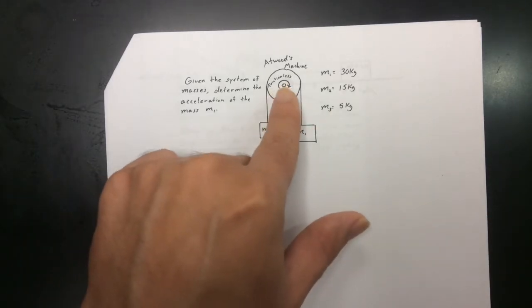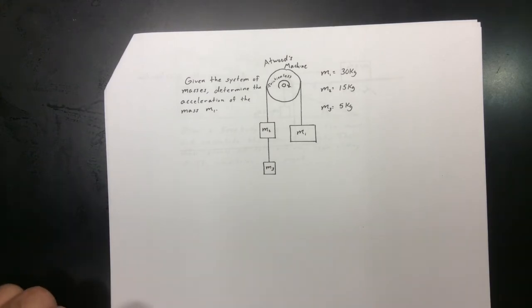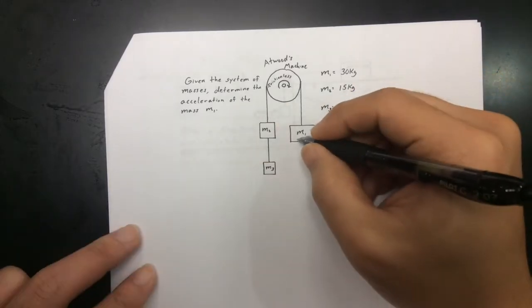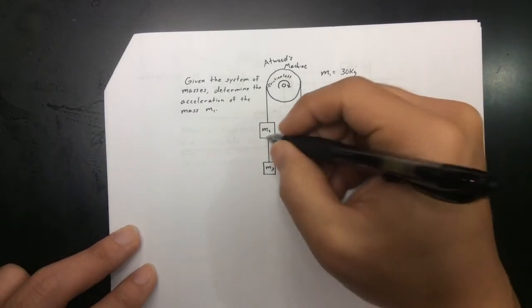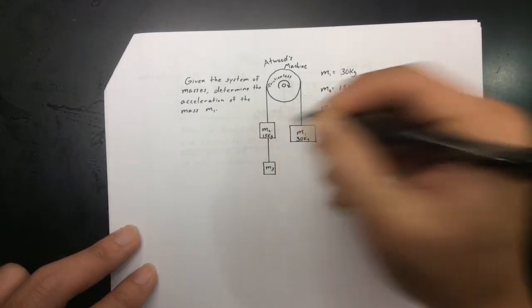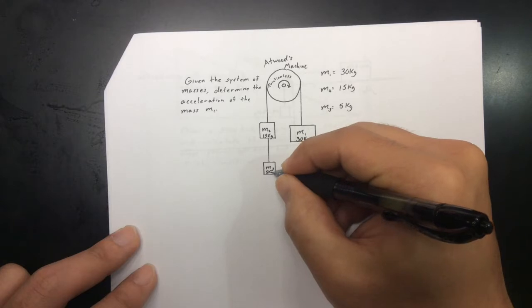One thing to note is that this is a frictionless pulley. If it wasn't frictionless, then the way that we're doing it would not apply. So careful. So m1 is 30 kilograms. M2 is 15 kilograms, and M3 is 5 kilograms, just writing it in there.